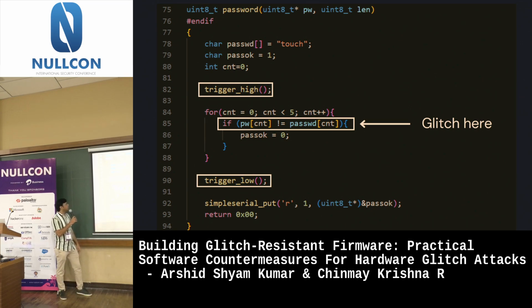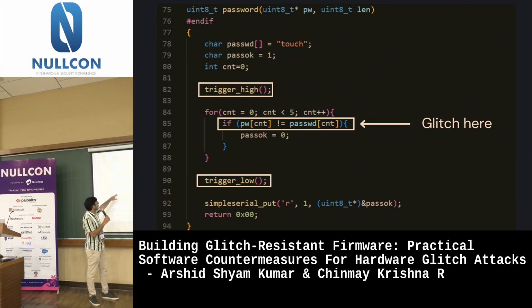Yeah. What you see, trigger high and trigger low, these are the triggers because it's a testing kit. So the firmware itself sends when to trigger. Otherwise, you need an external trigger from the board. For testing, the target itself sends, oh, glitch now. So this is the major conditional branch where the password is being compared. You will see the actual password is shown there, it is touch, and then it's comparing whether the inputted password is the same or not.